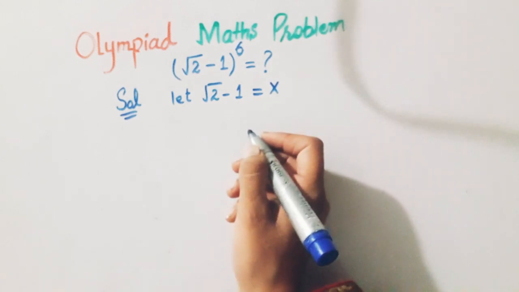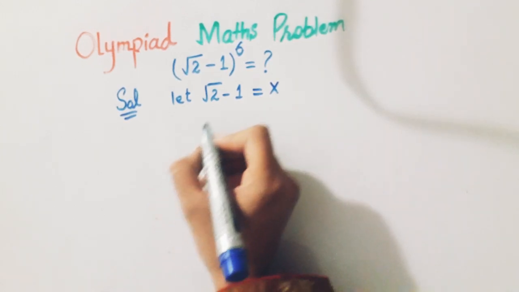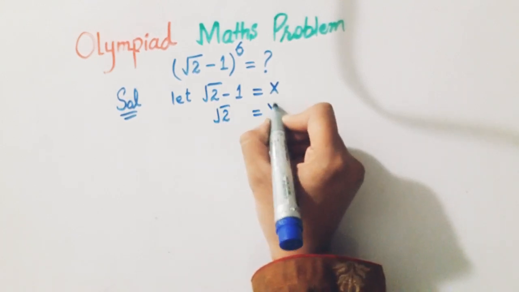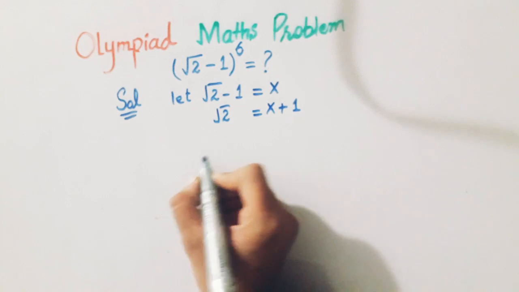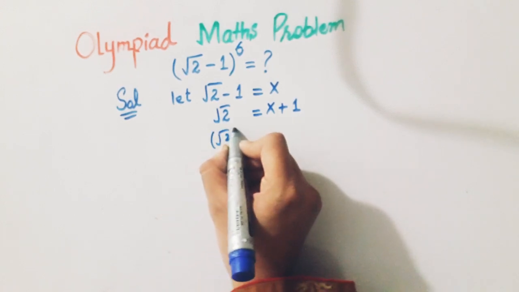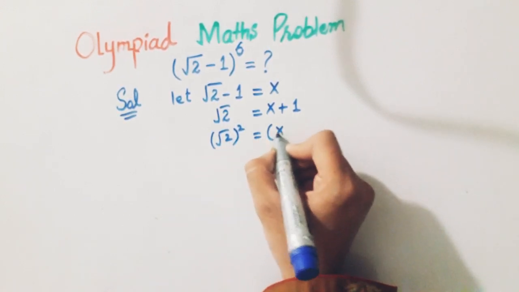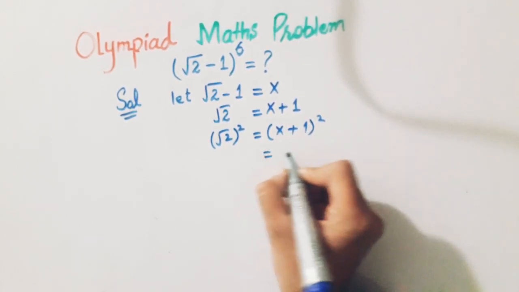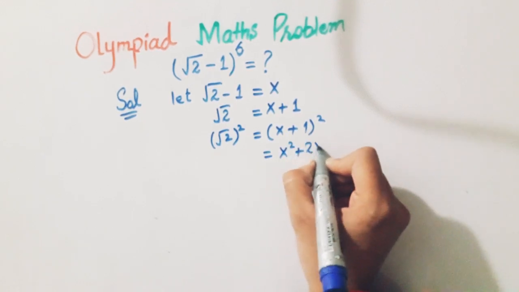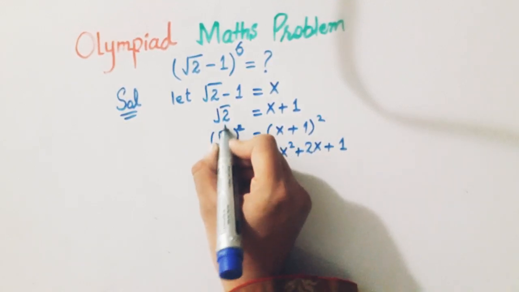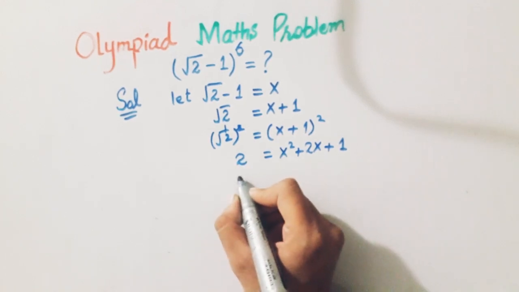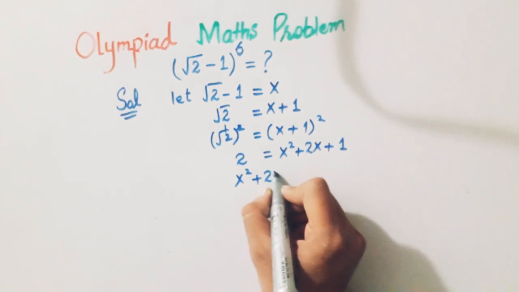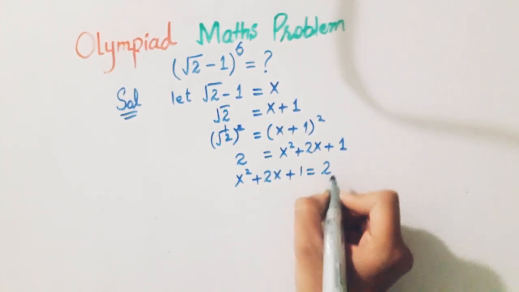To find x squared, we will take the square on both sides as √2 equals x plus 1. Now taking the square on both sides, √2 squared, and on this side (x + 1) squared. Here we apply the formula of (a + b) whole square, that is x squared plus 2x plus 1, and on this side we get 2. So we write x squared plus 2x plus 1 equals 2.